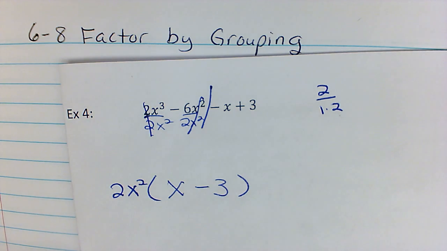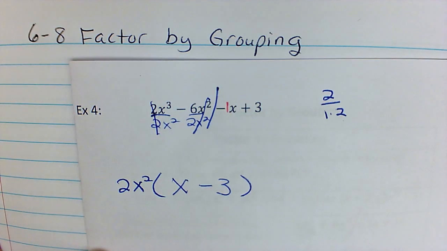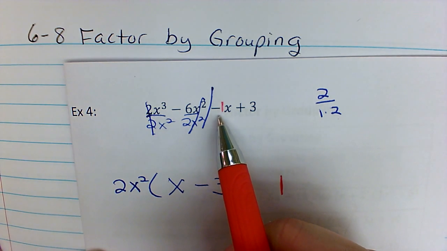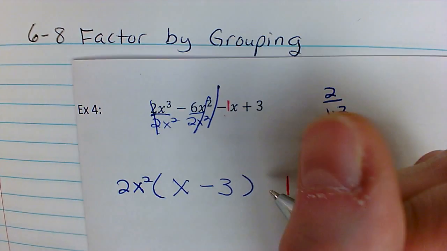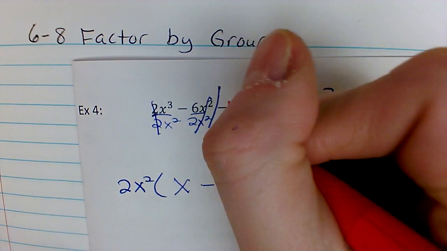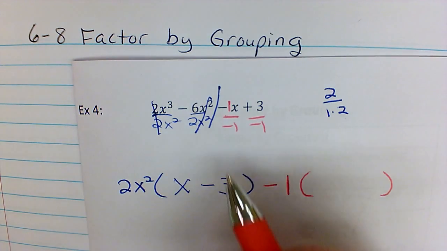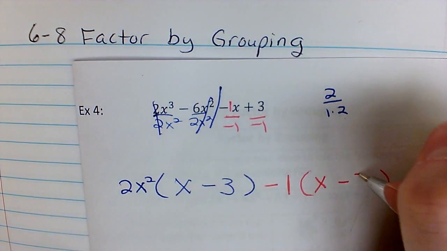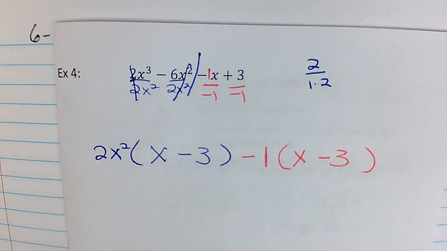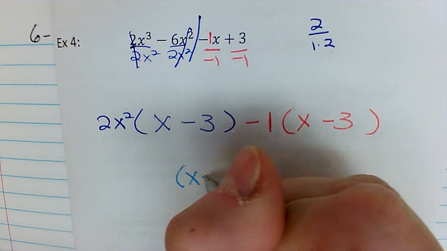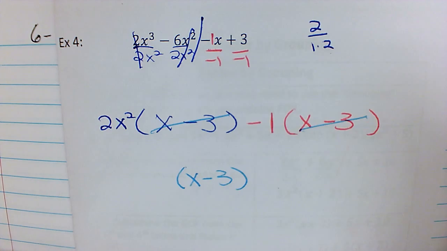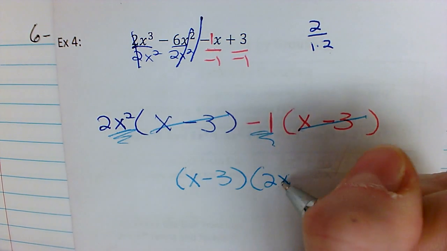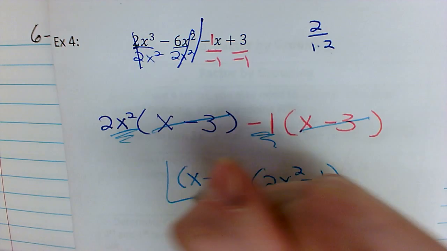Now once again on this problem, my smallest number is 1, so that's got to be my greatest common factor. But notice that there's also a negative sign in the first term right there, so I've got to take out a negative 1. So divide each term by negative 1. That makes this one a positive x. 3 divided by negative 1 makes that a negative 3. Now I do have the same thing in both sets of parentheses, that x minus 3. So if I take that part out, what I have remaining is the 2x squared and minus 1.